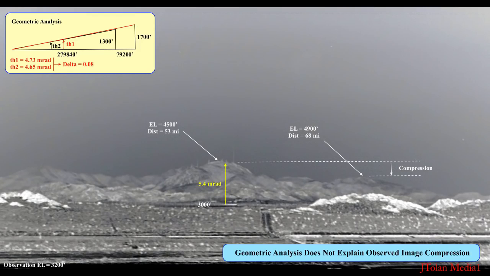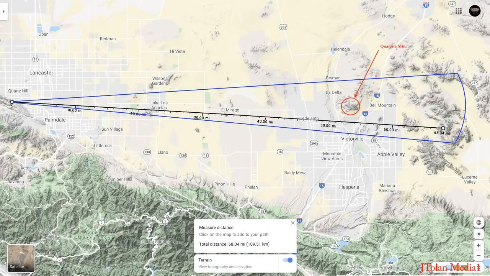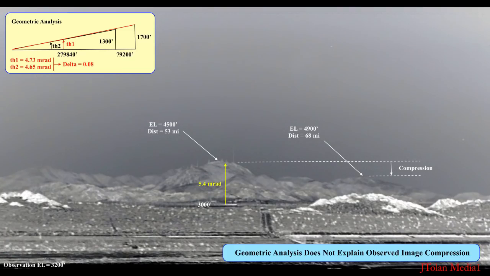To understand image compression, have a look at this analysis. So notice there's two mountain peaks, the quartzite in the center at an elevation of 4,500 feet, and a mountain to the right about 4,900 feet at a distance of 68 miles. So it's farther back than the quartzite mountain. Now, the mountain should be about at the same vertical height as the quartzite mountain, but it's not. It's been compressed down. And when I say compression, it's relative to geometry and perspective.